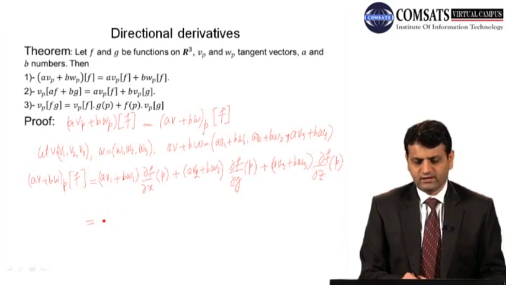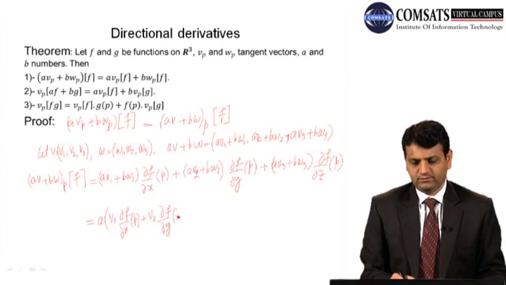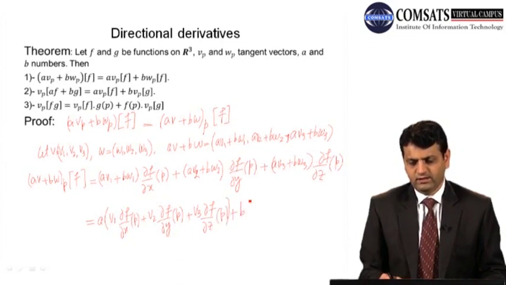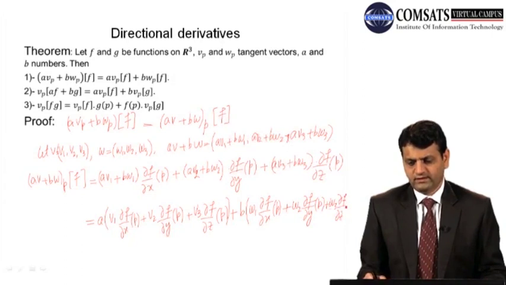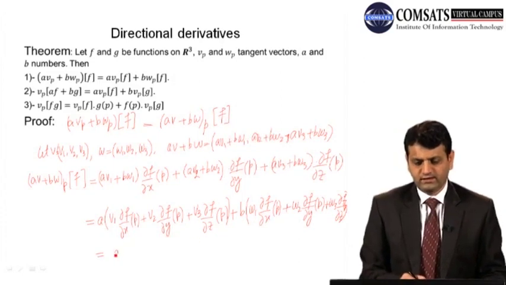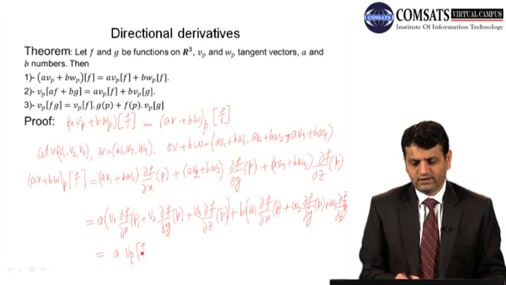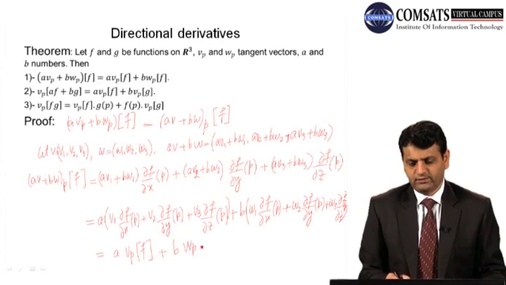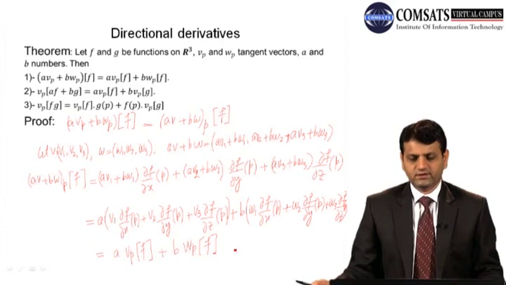Now we can simplify and we can say that this is equal to A into V1 partial f by partial x at P plus V2 partial f by partial y at P plus V3 partial f by partial z at P, plus B into W1 partial f by partial x at P plus W2 partial f by partial y at P plus W3 partial f by partial z at point P, which is exactly equal to A times the partial derivative of f in the direction of Vp plus B into the partial derivative of f in the direction of Wp. So this was the first part of the proof.